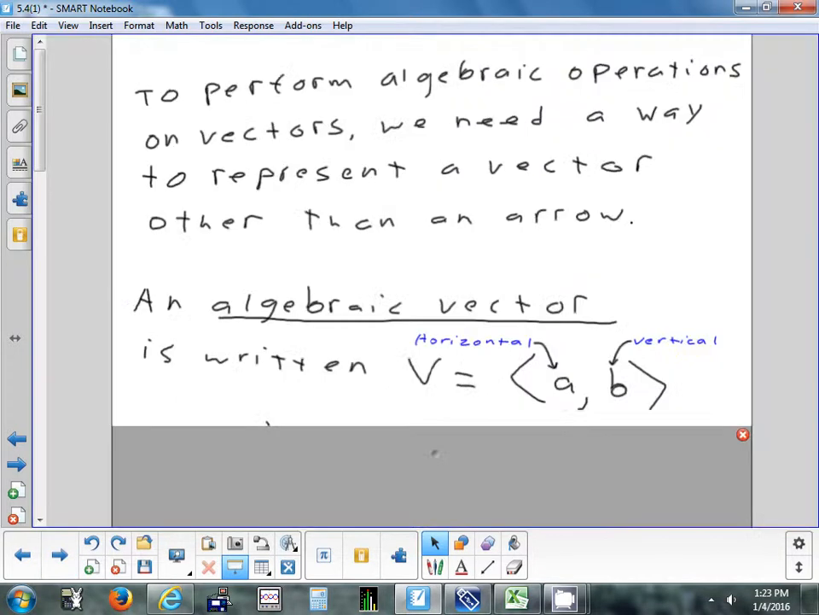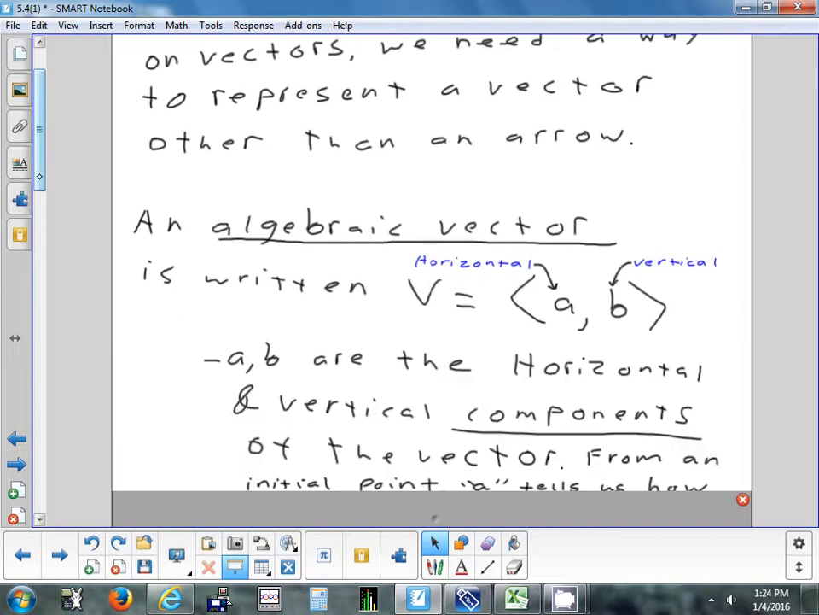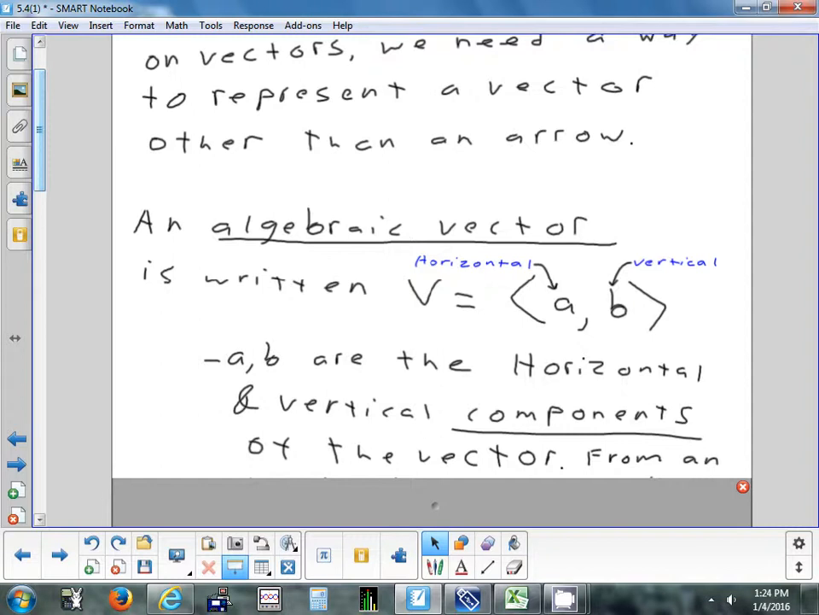And it almost looks like a coordinate, except what's different? Yeah, you're not using parentheses, you're using these brackets. So a vector is written with these angle brackets, two numbers in between with a comma. I'm going to explain what those numbers are. Those two numbers represent what we call the components of the vector.